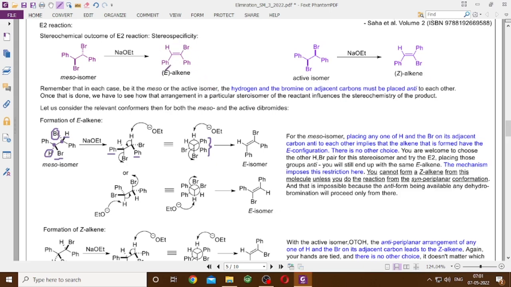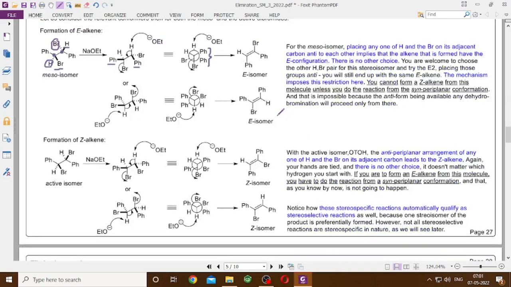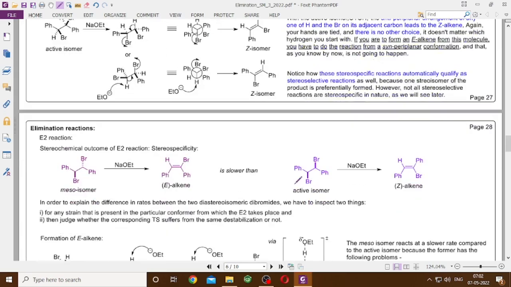Therefore, for formation of E alkene, you have absolutely no choice in this matter. You have to start from meso. For the Z alkene, you have to start from active. Therefore, these things are stereospecific in nature. And obviously, the stereoselectivity definition is that there are reactions where one stereoisomer dominates over the other in product. So automatically all stereospecific reactions are like stereoselective reactions. But as you will see, the other way around is not always correct. That means not all stereoselective reactions are stereospecific.